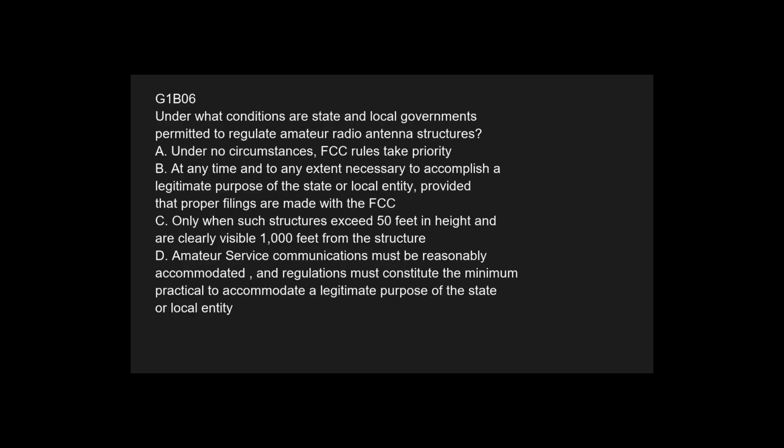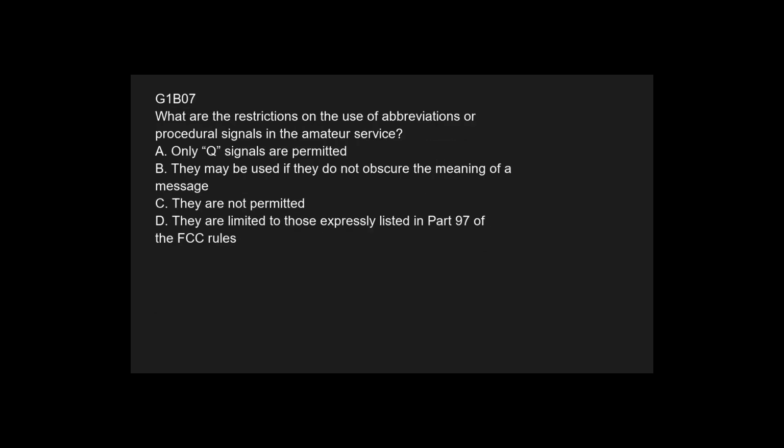Question: under what conditions are state and local governments permitted to regulate amateur radio antenna structures? The correct answer is D. Amateur service communications must be reasonably accommodated, and regulations must constitute the minimum practical to accommodate a legitimate purpose of the state or local entity. Question: what are the restrictions on the use of abbreviations or procedural signals in the amateur service? The correct answer is B. They may be used if they do not obscure the meaning of a message.